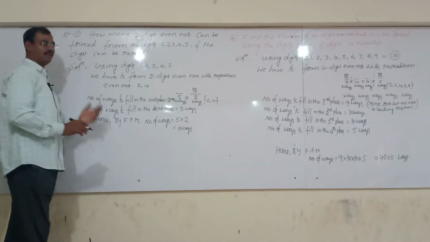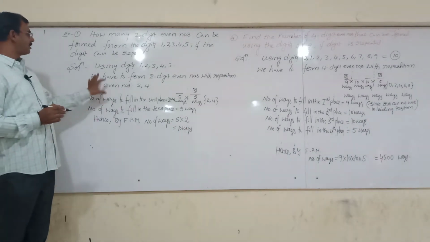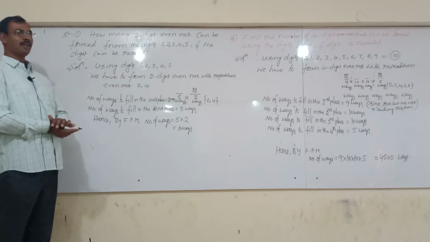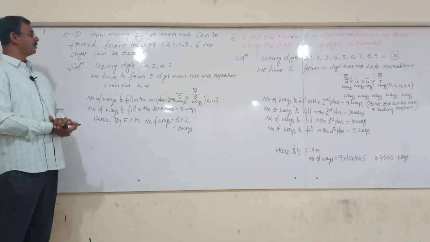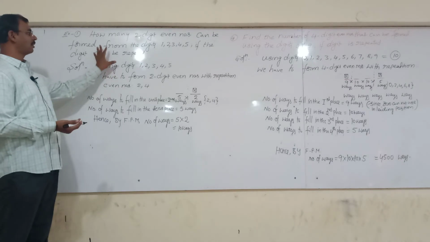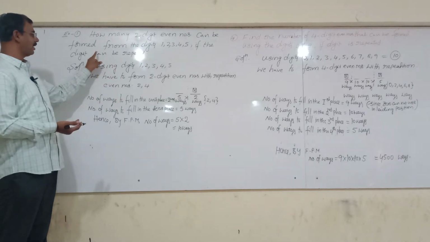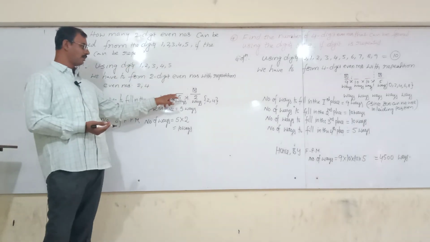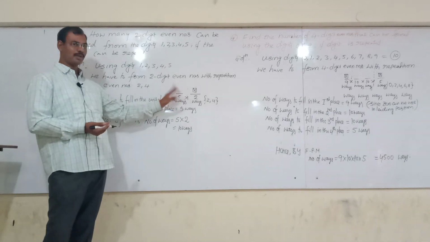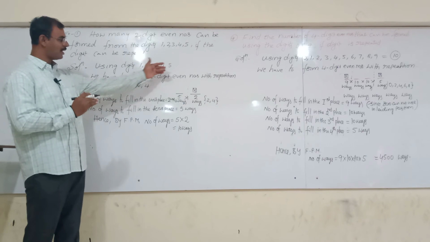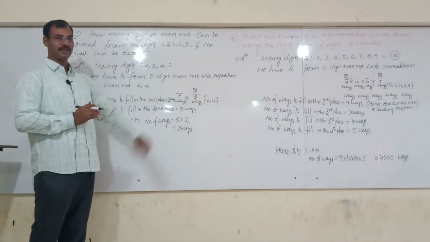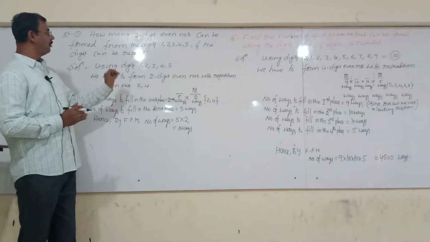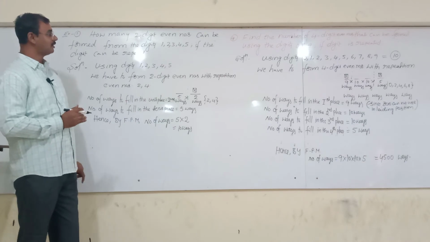Textbook questions are very easy, very simple. You can easily solve and understand them. You should practice the same model problems two to three times. Here repetition is allowed. If repetition is not allowed, we have to use 4 times, because one number has been filled in the first place, the unit place. Okay, very simple. We understand this one.